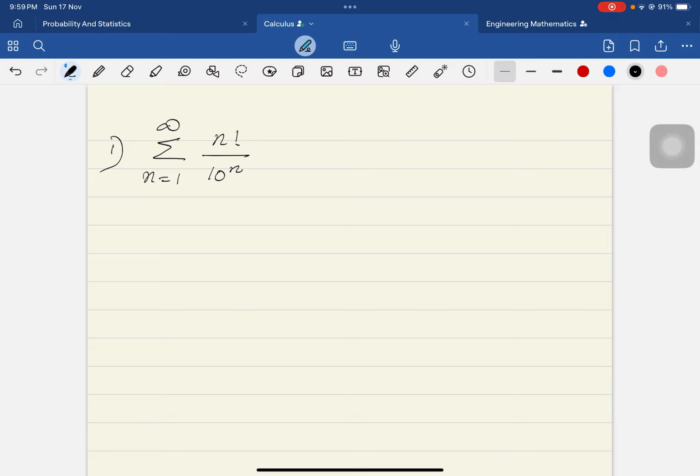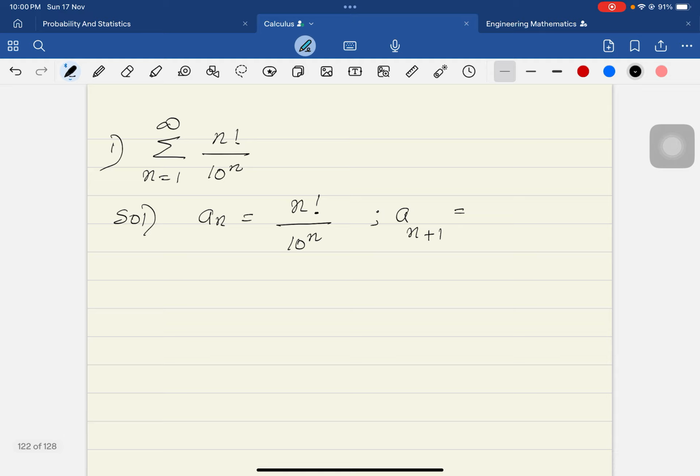The problem is summation n equals 1 to infinity n factorial by 10 to the power of n. So what is a_n here? a_n is given by n factorial over 10 to the power of n. Our job is to find a_(n+1) because we are using the ratio test. In the place of n, you just put n plus 1. That means n factorial must be replaced by (n plus 1) factorial over 10 to the power of n plus 1.